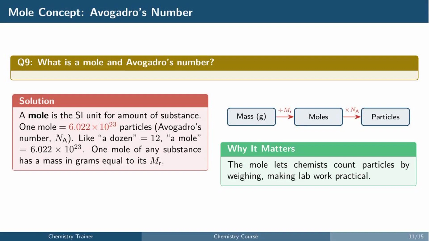Question 9. What is a mole? 1 mole equals 6.022 times 10 to the 23rd particles, called Avogadro's number. Just as a dozen means 12, a mole means 6.022 times 10 to the 23rd. The key formulas are: moles equals mass divided by relative formula mass, and particles equals moles times Avogadro's number. 1 mole of any substance has a mass in grams equal to its relative formula mass.